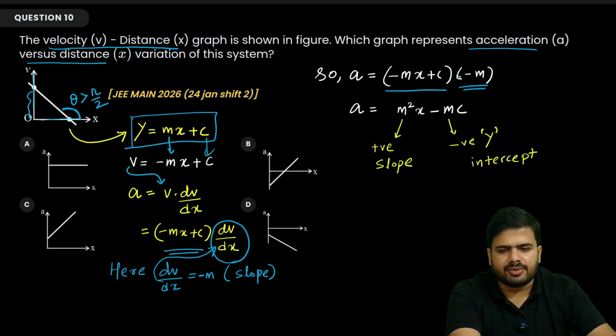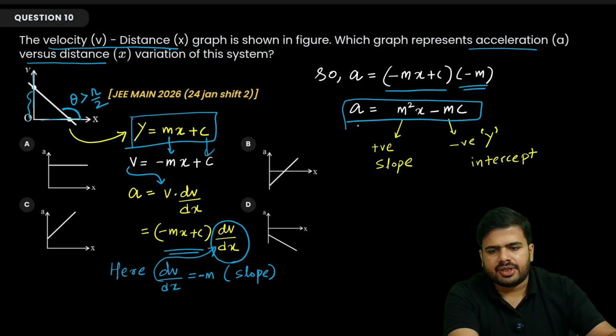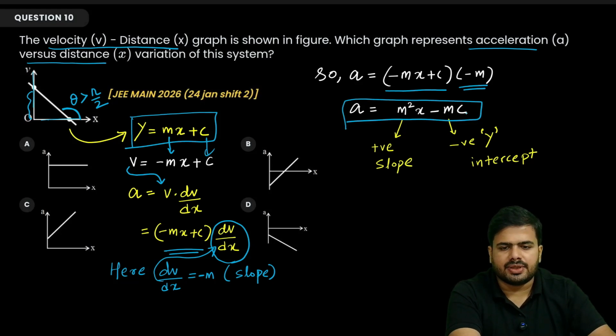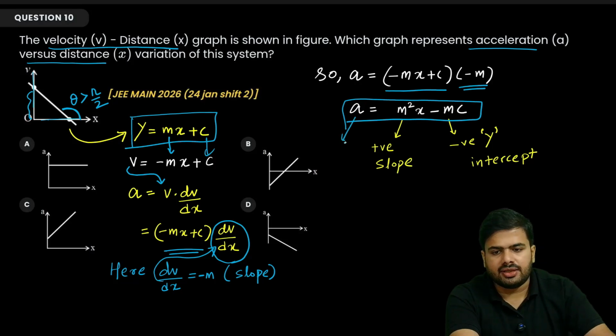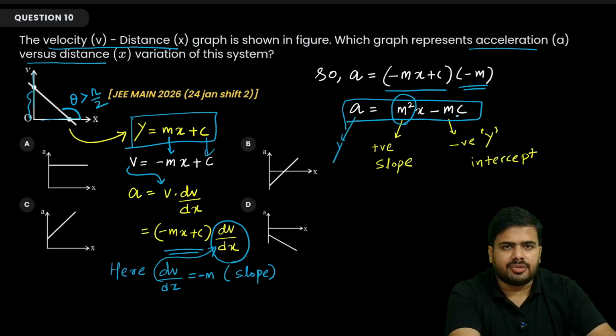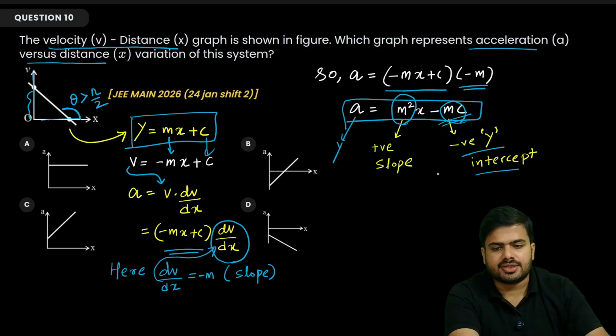If you multiply by minus m and open the bracket, we get acceleration as m square x minus m into c. So look here very carefully. Again, it is represented as a straight line equation, y equals m into x plus c format. This is your y-intercept. Here we have a negative y-intercept.